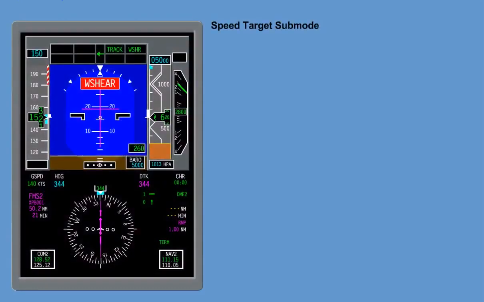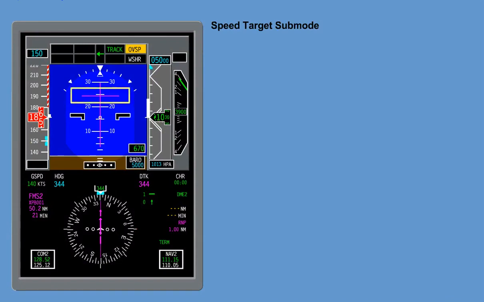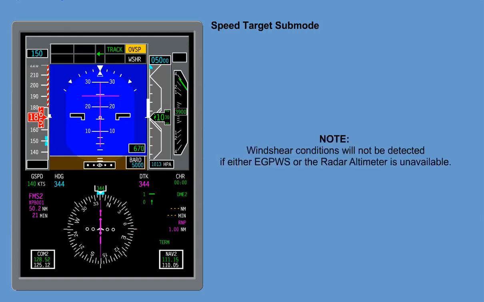The speed target submode. The airplane manages the airspeed to prevent overspeed. Pitch up is commanded to maintain the calculated airspeed. Note: wind shear conditions will not be detected if either EGPWS or the radar altimeter is unavailable.